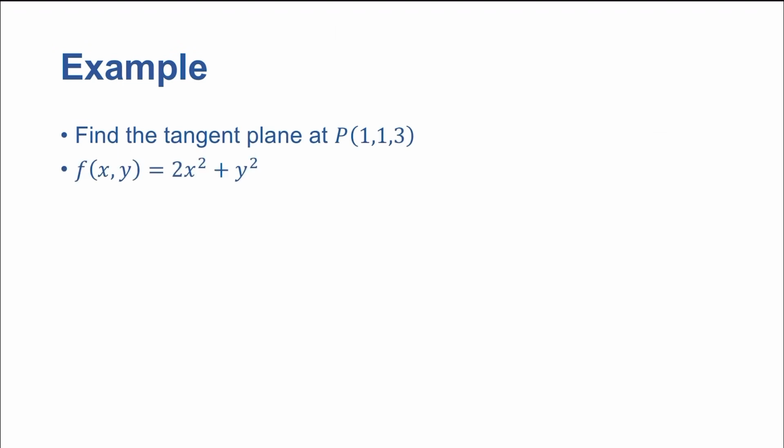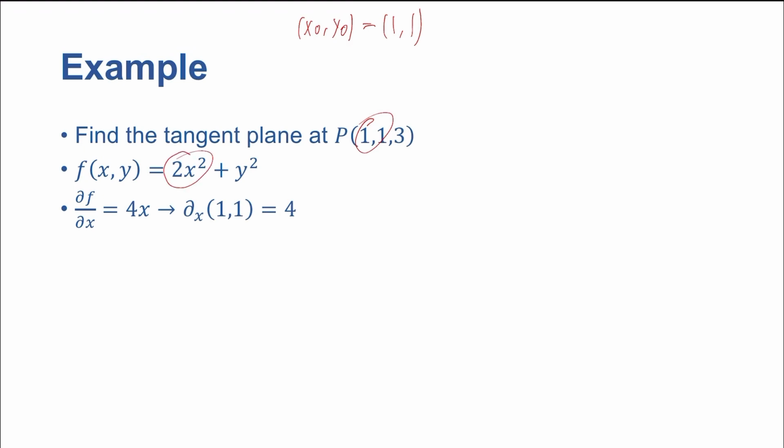Now we just need to apply it. So let's try an example. Let's find the tangent plane at the point 1, 1, 3 for the function f of x, y equals 2x squared plus y squared. So what we want to do first is find our partial derivatives at our point. So x naught comma y naught is equal to 1 comma 1, because that is our x and y coordinates of our point, right? So what we do is we take our partial derivative with respect to x, which is 4x, we just differentiate this term, and then if we evaluate partial x at 1 comma 1, then that's equal to 4, because we plug in 1 for x and y doesn't really matter, so we get 4.